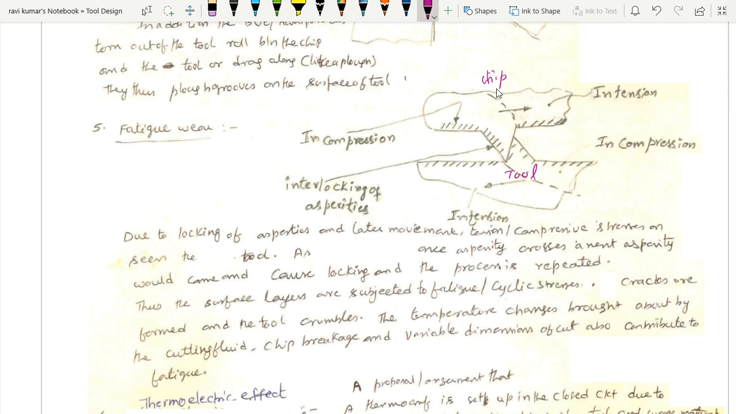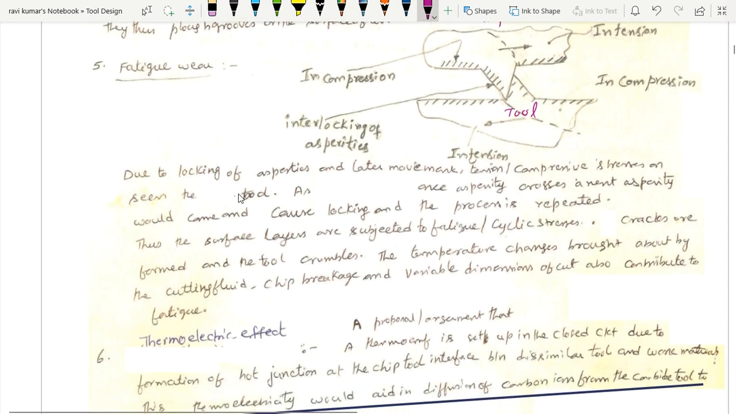That means it is subjected to compression and tension. Such cyclic stresses are going to be developed in the tool asperities. After a period of time, once the number of cycles is adequate, the tool asperity may also break away along with the material underneath it. So this is the next mechanism of wear, which we call fatigue wear.